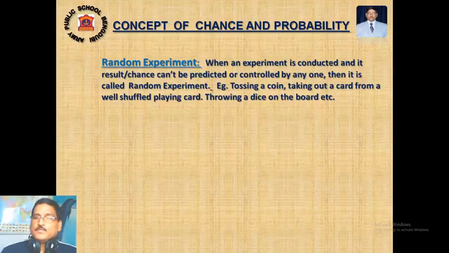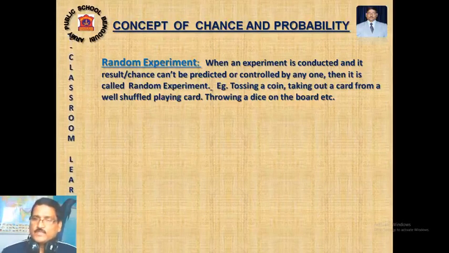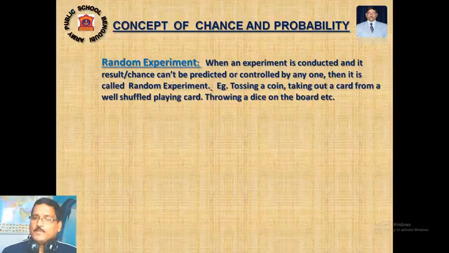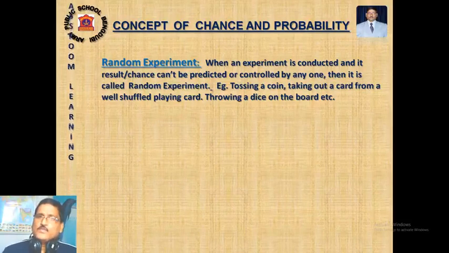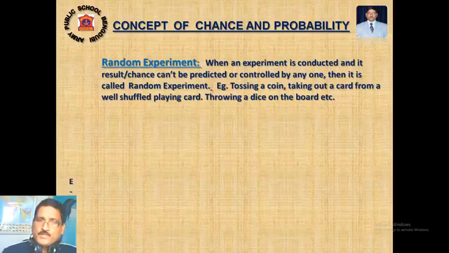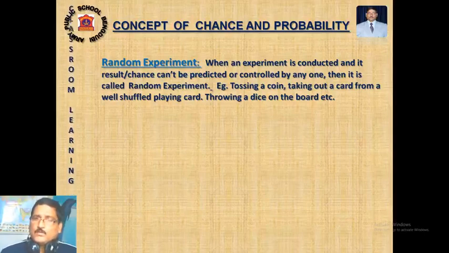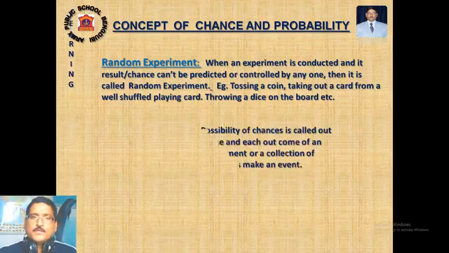Next, random experiments. When an experiment is conducted without looking, or after shuffling the content, then it is called a random experiment. You don't know what the answer is actually. Say in a bag there are different types of balls, different colored balls are kept and mixed well. You are taking them out one by one. That is random. You don't know what color you are taking out. Tossing a coin, taking out a card from a well-shuffled pack of playing cards, throwing a dice on a board, these are called random experiments.